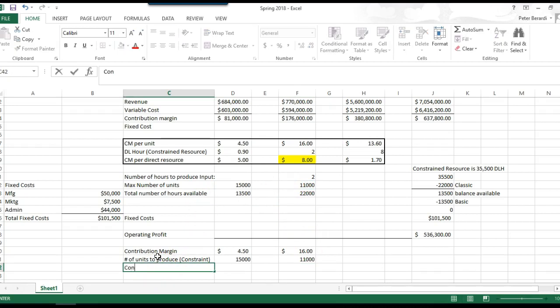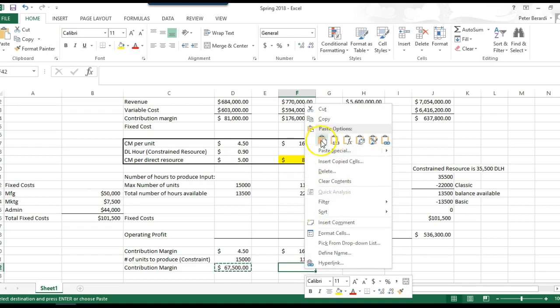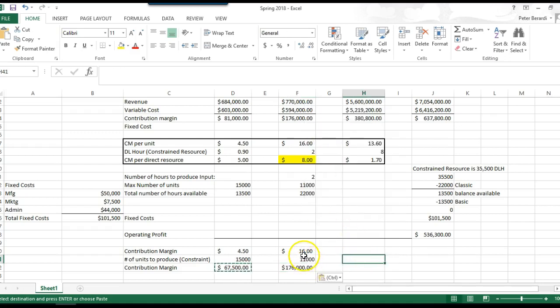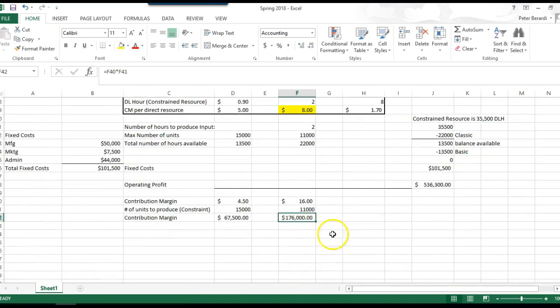So the contribution margin is $4.50 times 15,000, and $16 times 11,000. So the contribution margin based on our constraint would be $67,500 and $176,000 for the Classic.